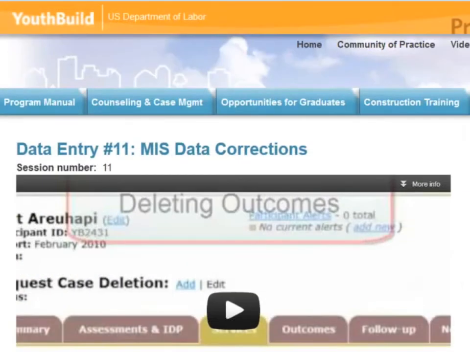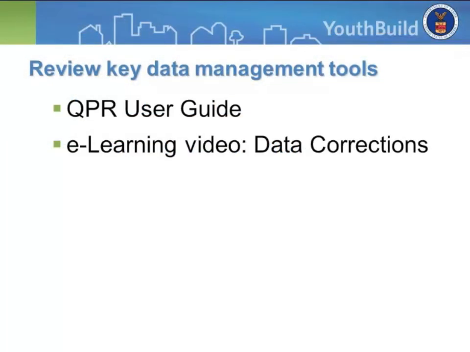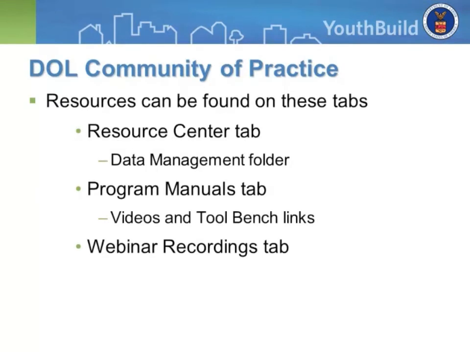Now let's take a look at the Data Corrections e-learning video. The Data Corrections e-learning video helps MIS users understand how to correct or delete incorrect data in the MIS. If you need to correct data in the MIS, and everyone does at some point, then this video is for you. These data management tools and resources will ensure that programs finish strong and with accurate data. All of these data management tools, forms, videos, and resources can be found on the Department of Labor's Community of Practice. When you begin planning or reviewing your program's data management practice, visit these key tabs in the Community of Practice.